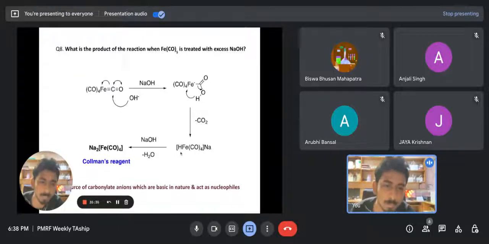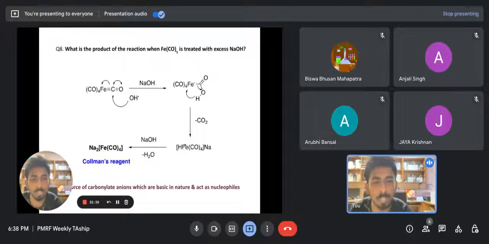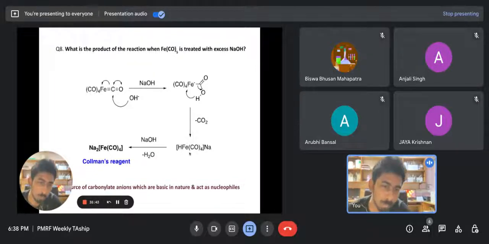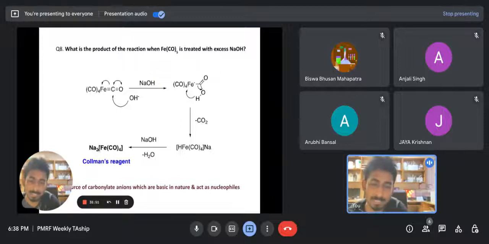Now this OH minus is having the H plus away from the center, so it will have put another negative charge on the metal center. So this will become Fe(CO)4 2 minus, or we can write it as Na2[Fe(CO)4], so 2 Na plus is there and 1 Fe(CO)4 2 minus is there.